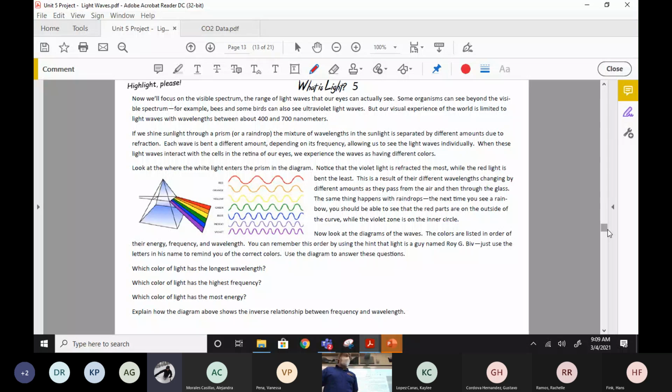A prism. In fact, here's a prism right here. This is not a great prism for a couple reasons. One, it's plastic instead of glass. And two, the angle, I don't know if you can see that, the angle should be 60 degrees, but it's actually 90 degrees.